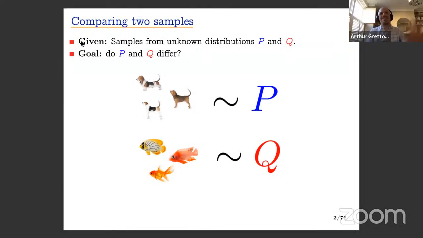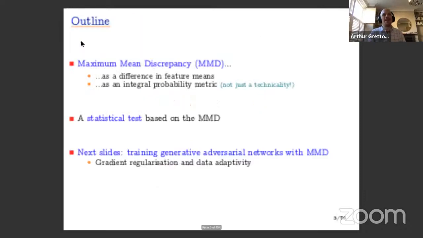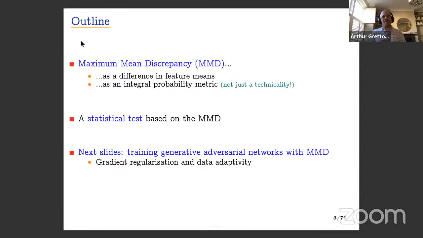Okay, so here's our set of objects: the dogs and the fish. Dogs from P, fish from Q, and our goal in this lecture is to find whether these distributions differ. And so this is the picture that we're having today. I'm going to use the maximum mean discrepancy as my measure.